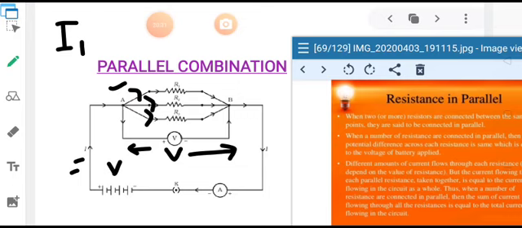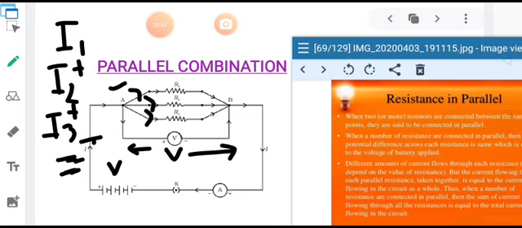Through R2 suppose I2 is flowing, and suppose through R3 the current flowing is I3. So I1 plus I2 plus I3 is equal to I, that is the total current. See, at point B again the three values for current are totaling up, and then the total current starts flowing in this direction. So total current I is flowing into A and then coming back from B. So this is what a parallel combination is all about.